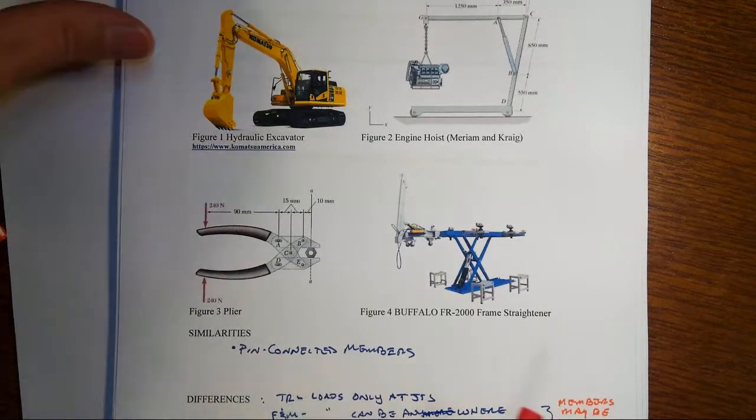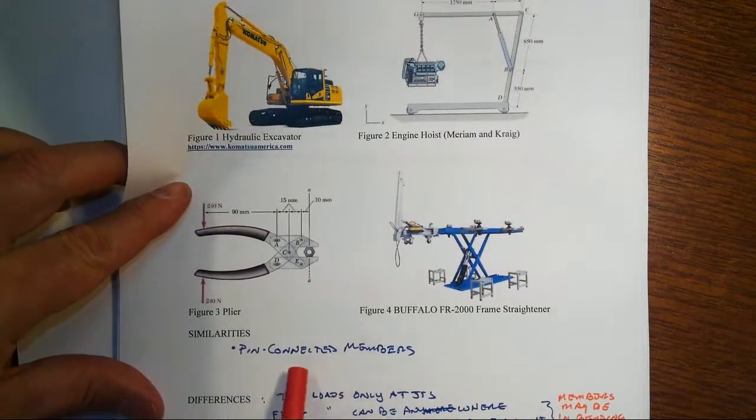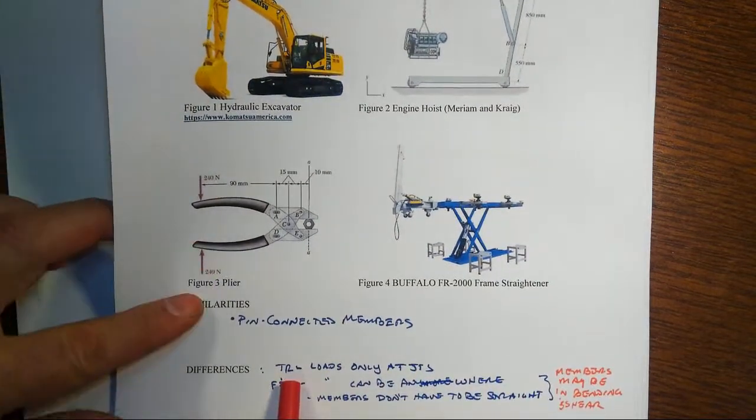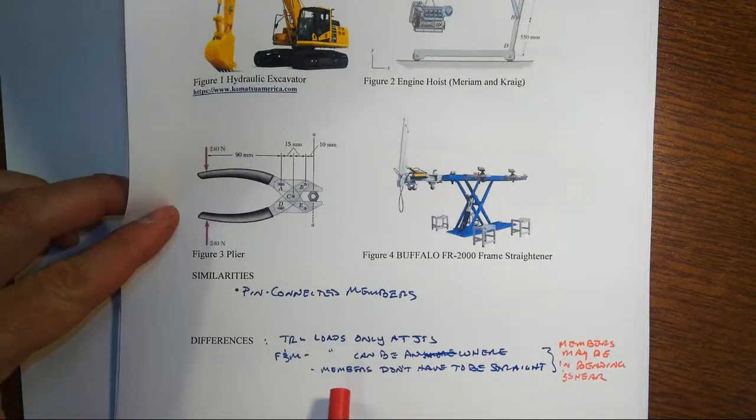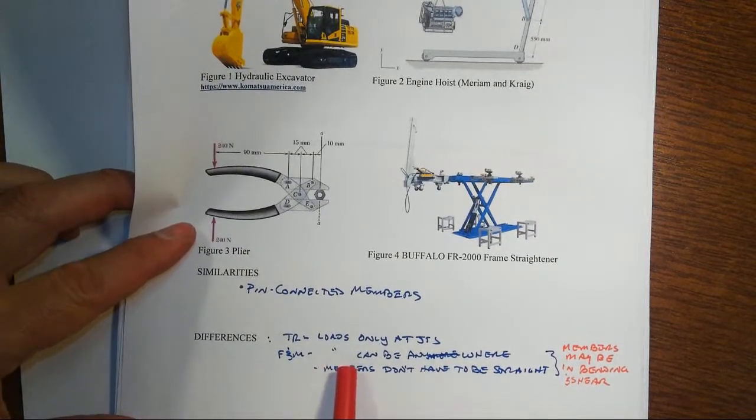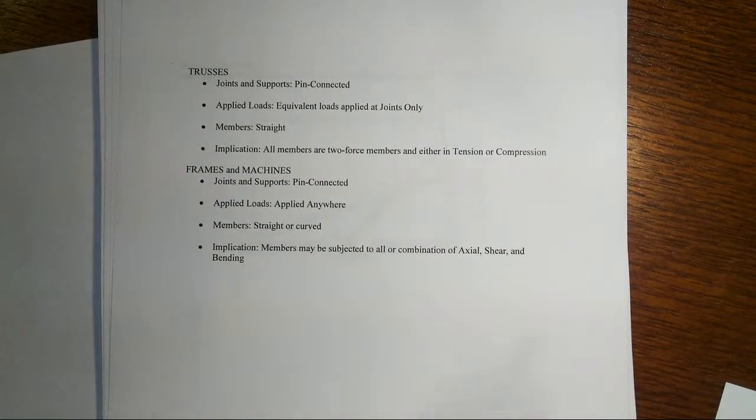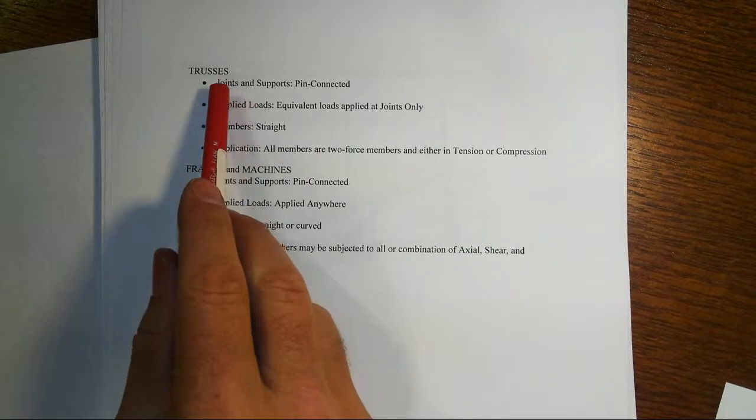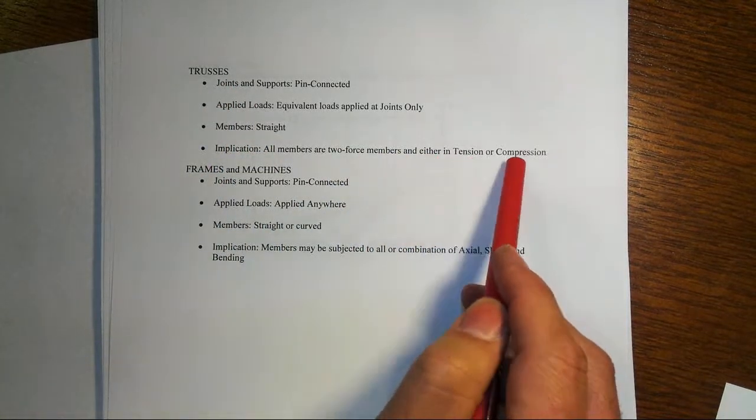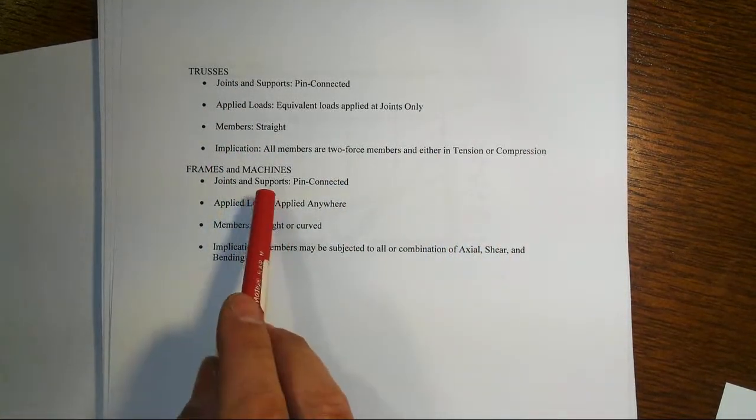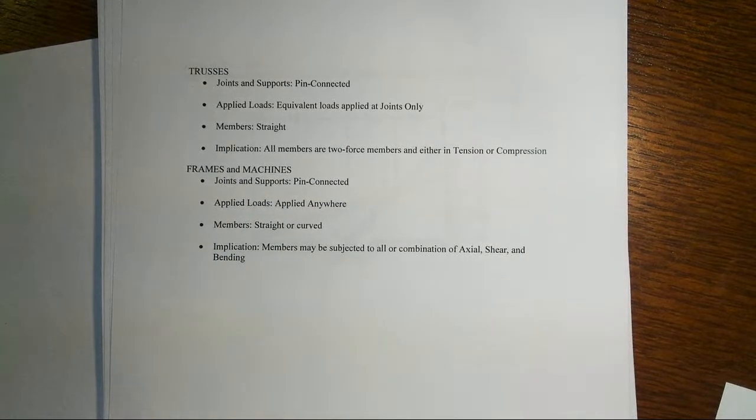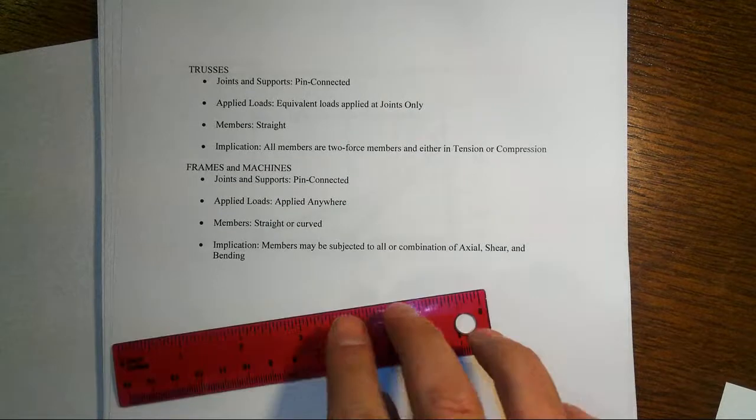So wrapping this up here, the similarities: pin connected members. Trusses have loads applied at the joints only, while frames and machines can have loads applied anywhere, and the members don't have to be straight. The consequence of that is what you're going to see over here on this page. Trusses have two-force members either in tension or compression only, but in frames and machines, our members may be subjected to a combination of axial, shear and bending.